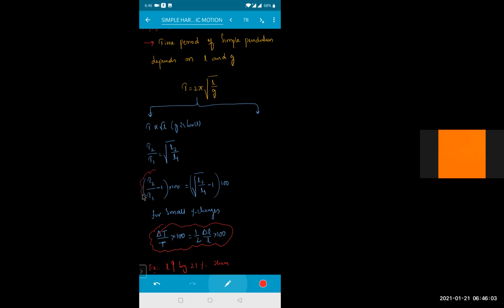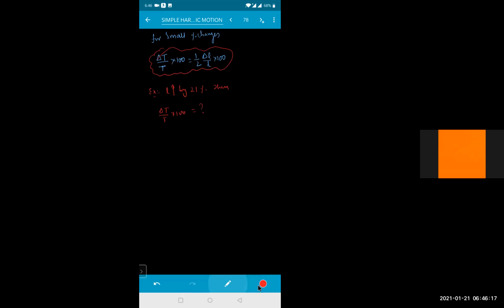For very small changes, lesser than 5% or 10% only, we'll be using this formula, beta. Okay, sir. So if it is lesser than 5%, 10%, 8%, 9%, use this formula directly. If it is greater than 10%, then you need to use this formula. Yes, sir. Okay.